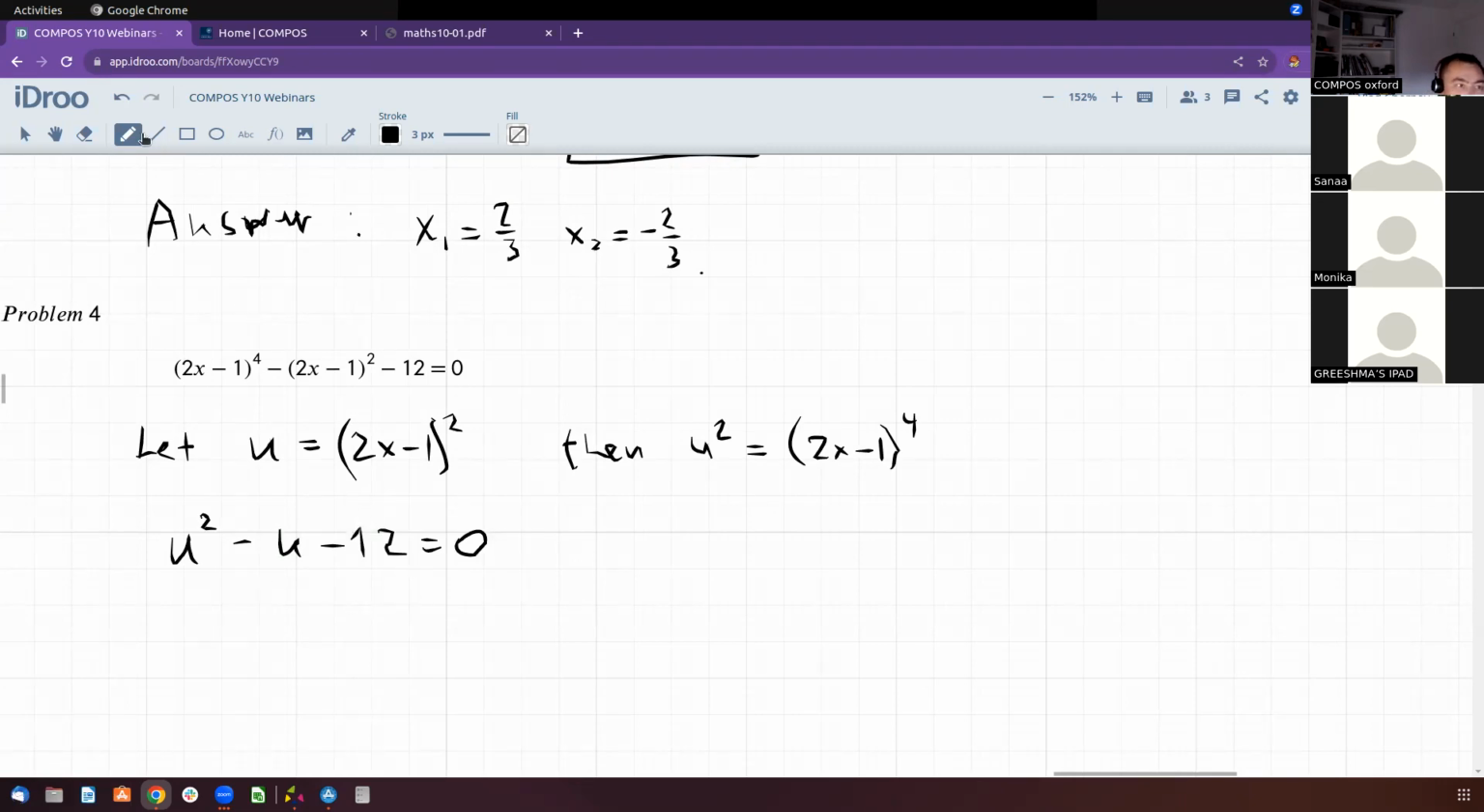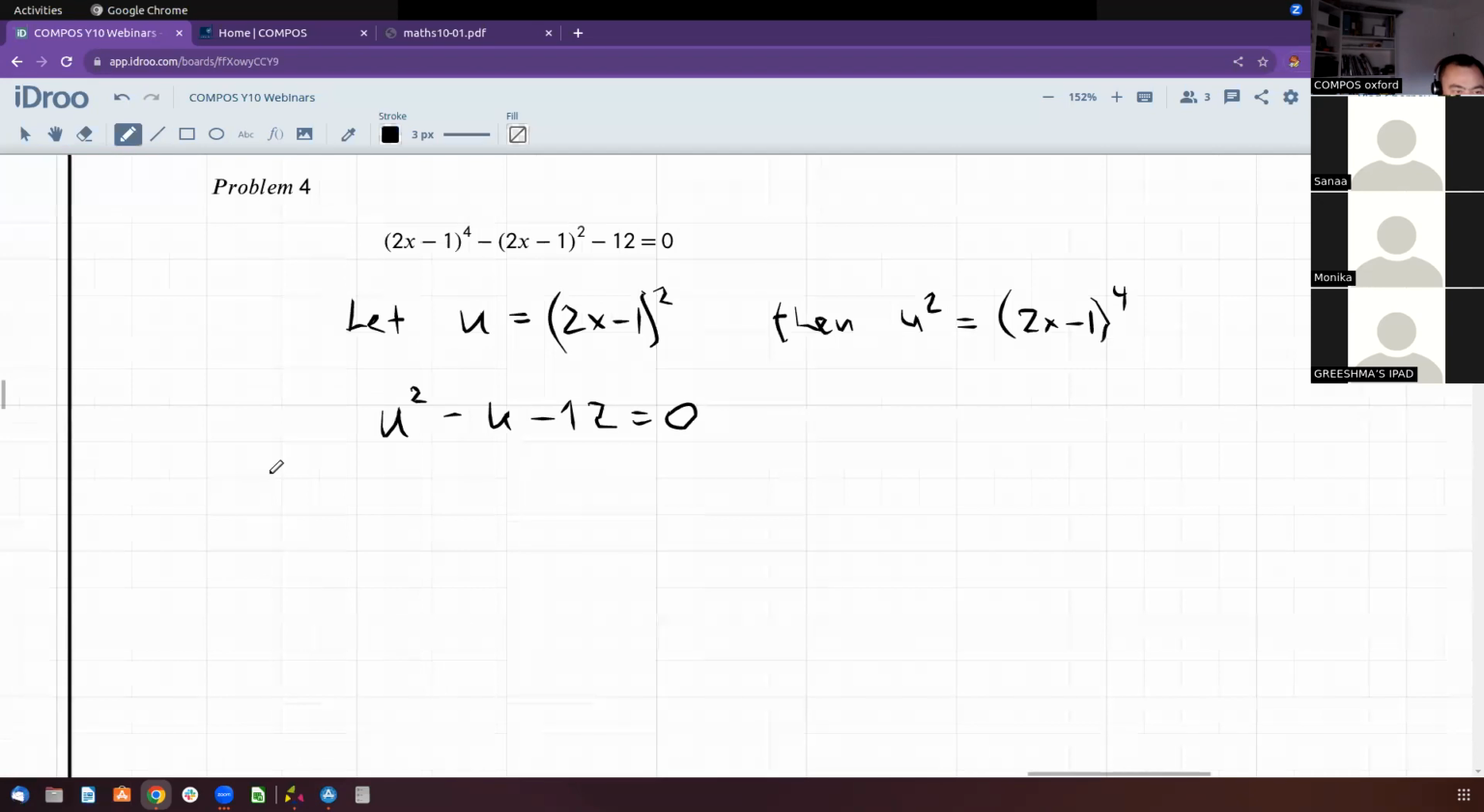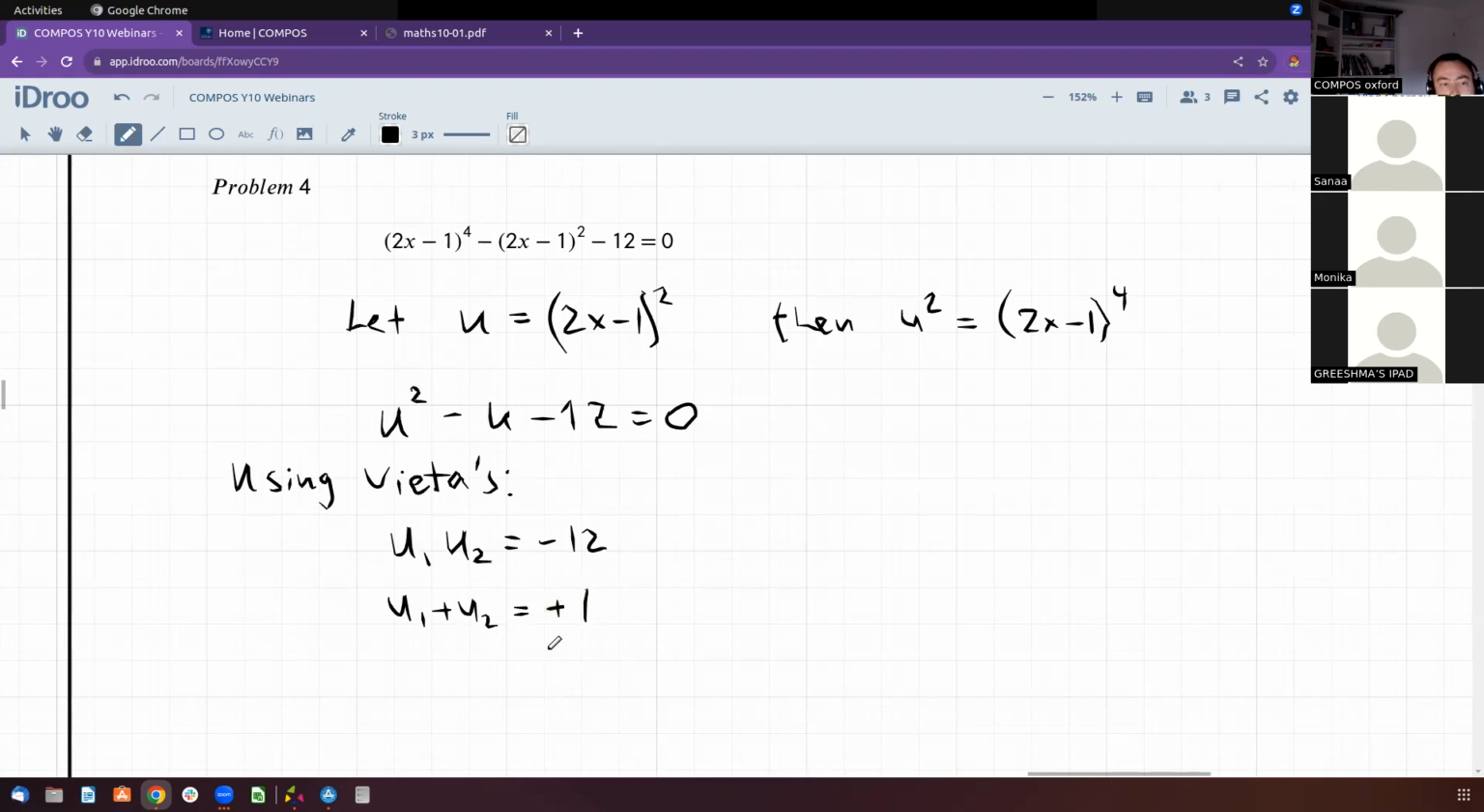And this can be solved by Vieta. You don't have to do Vieta's. So u1 multiplied by u2 is minus 12. u1 plus u2 is equal to 1. So you add and it makes 1. You multiply, so it's minus 3 and 4. u1 is minus 3. u2 is 4.